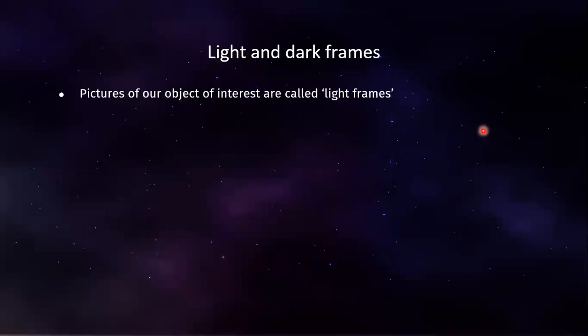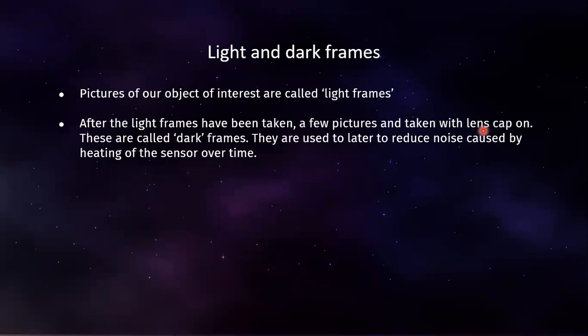The light frames are just the pictures of our object of interest, the very basic pictures. We need to take a lot of light frames if we are taking pictures of deep sky objects like galaxies and nebulas, because they are fainter. Now, once we have taken pictures of the object, after that, we need to take dark frames. These dark frames are taken with the lens cap on. These are just black images which have some information on them regarding the noise on the sensor.